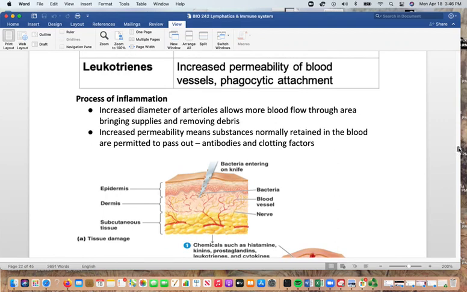So looking at the process of inflammation, when you increase the diameter of the arterioles, it's going to allow more blood to flow to the area to bring more supplies and help remove the debris. By increasing the permeability, the substances normally retained in the blood are able to pass out as well. This would include antibodies and clotting factors.